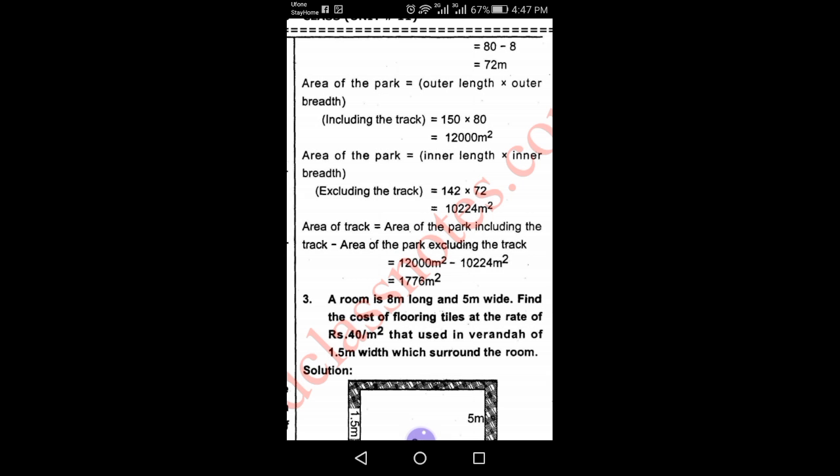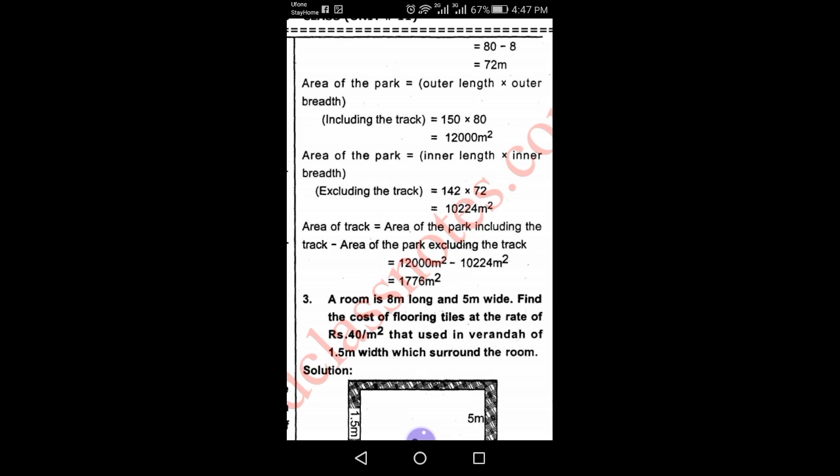We get 150 multiplied by 80, 12,000 meters square. This is the area of the park including the track. Now find out the area of the park excluding the track, or the area of the inner park.